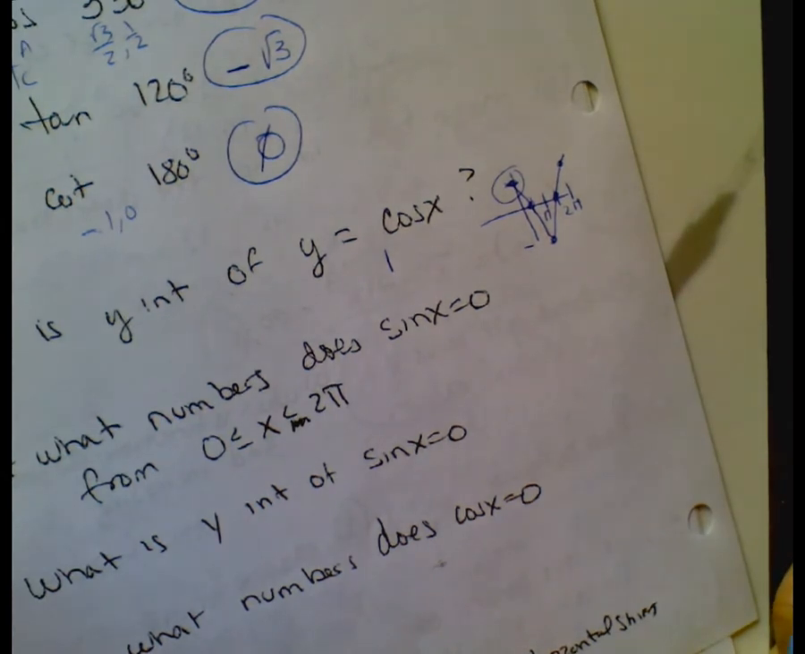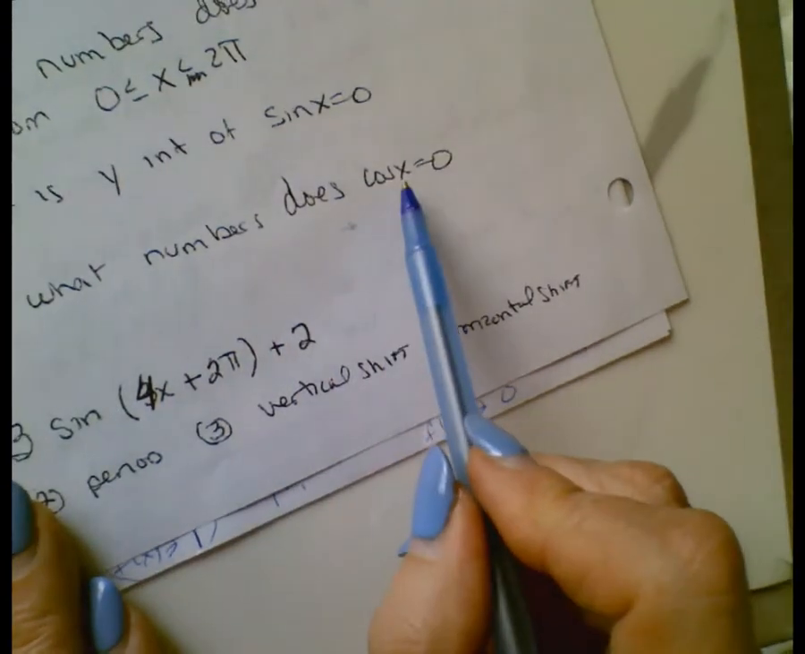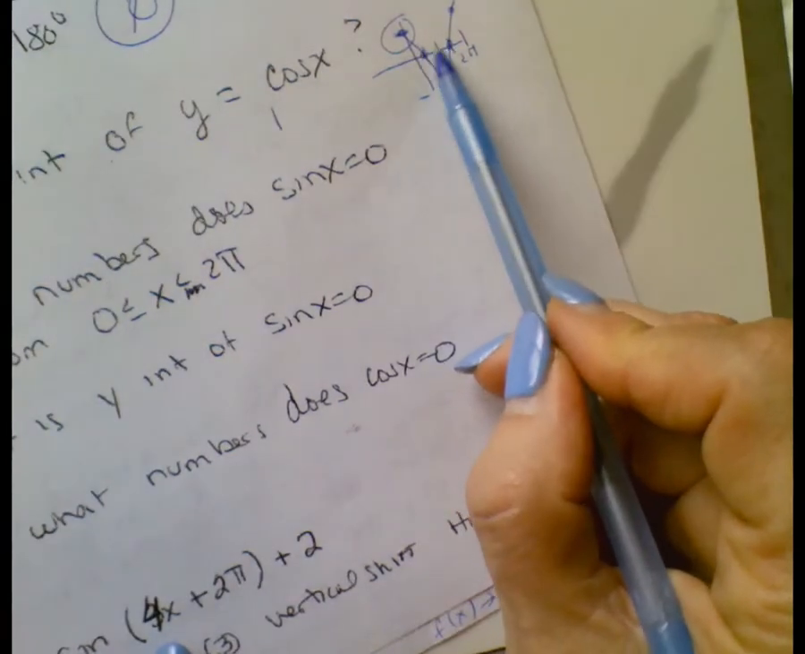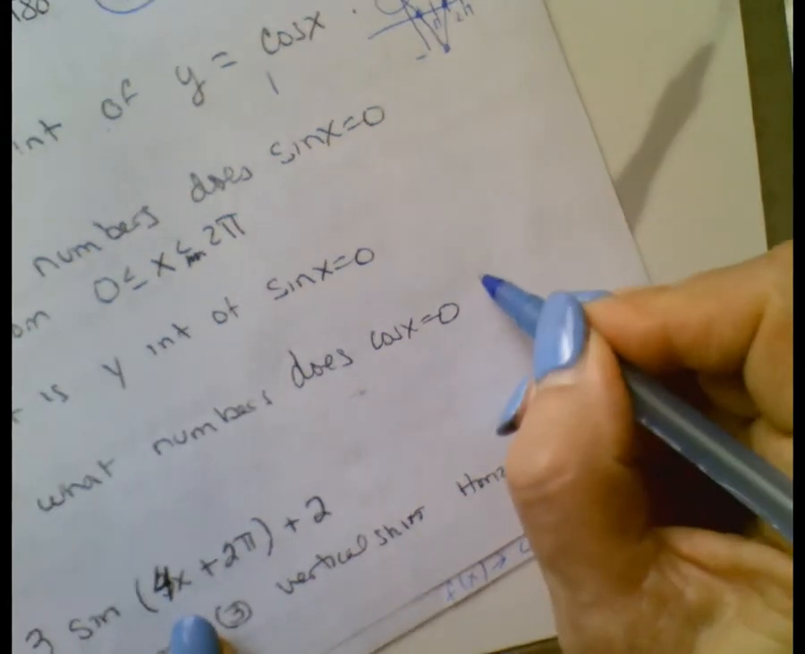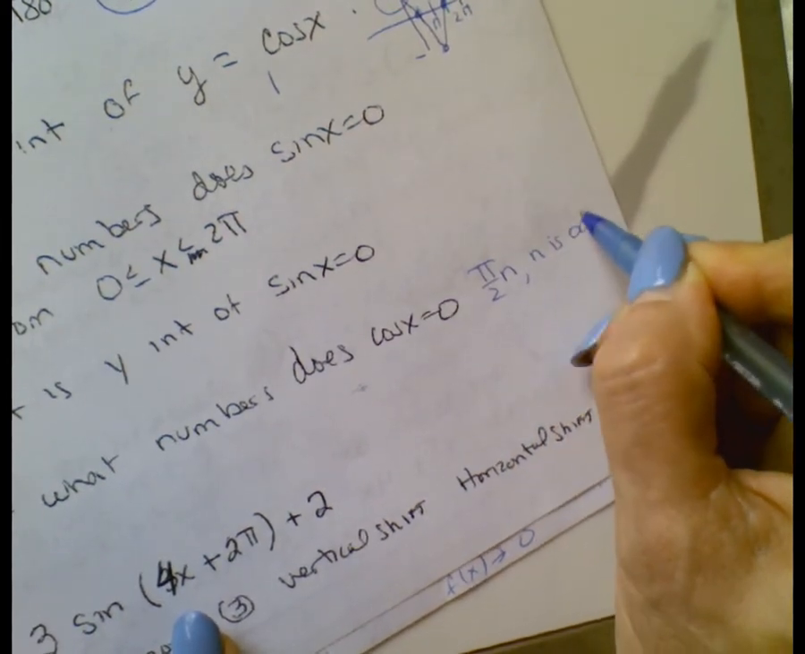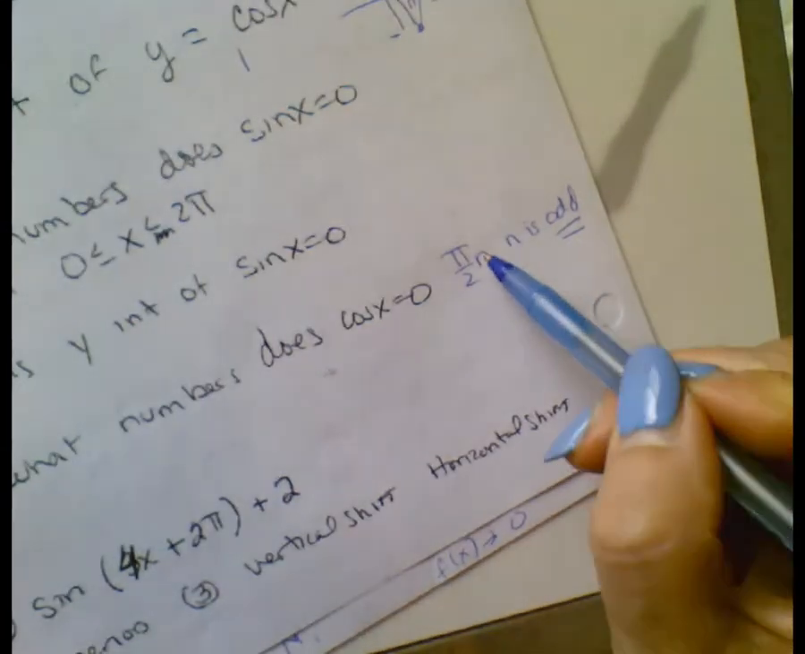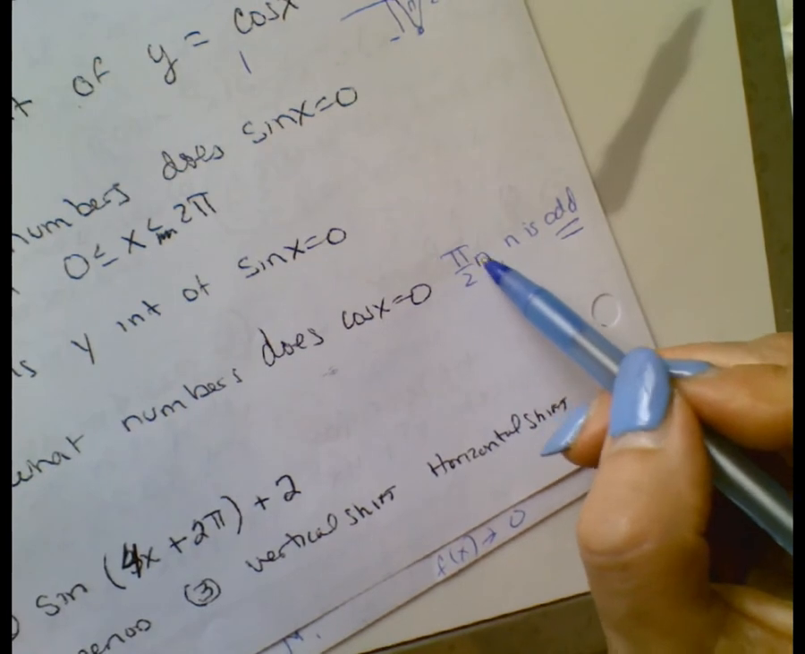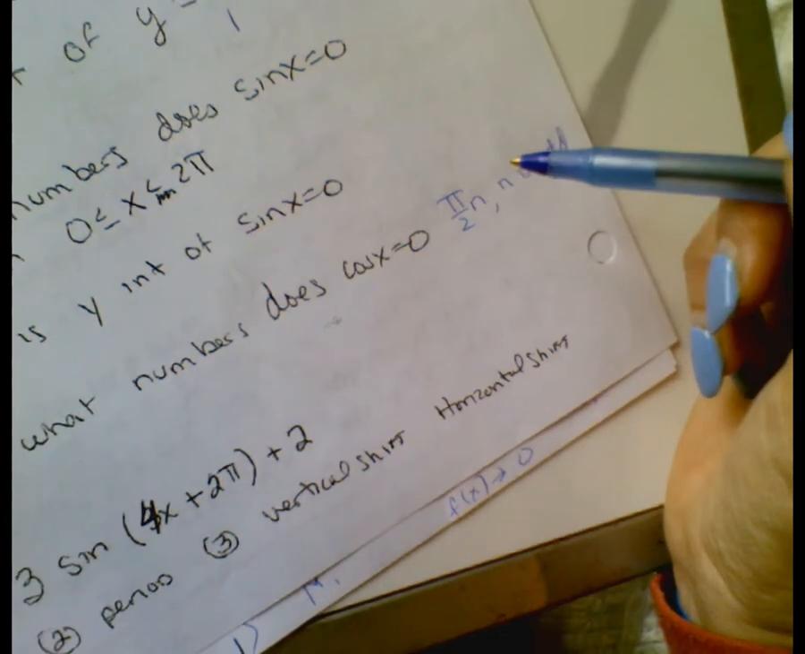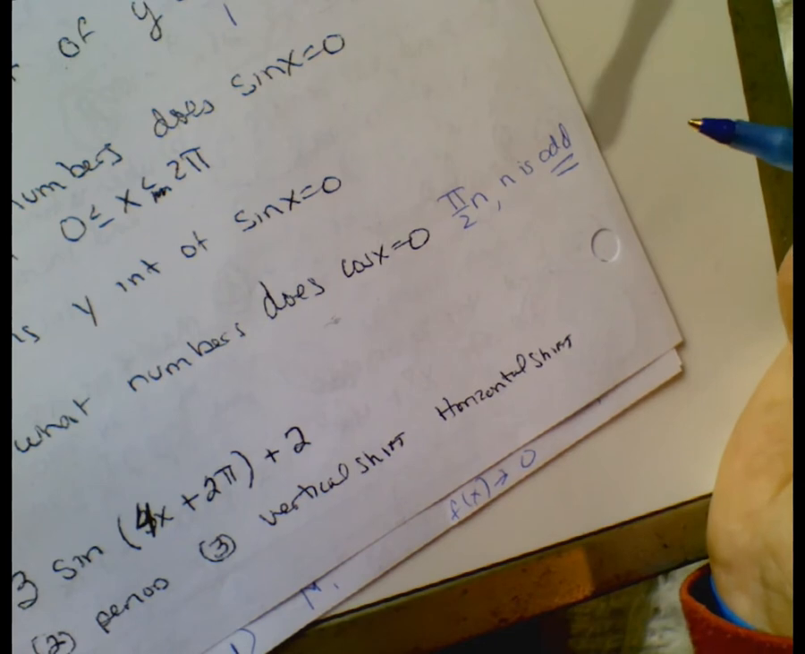I'm going to go down and answer question D since I described this. D says, what numbers does cosine x equal 0? When does cosine x equal 0? It equals 0 at the halves. So you would say at half pi n, where n is odd. Because if n was even, that would be 2 pi over 2, which is pi, and that would not be true. It has to be odd, so it's 1/2, 3/2, 5/2, 7/2, all the odds. It's very important that you write odd.